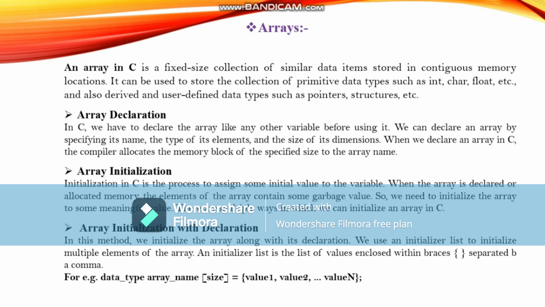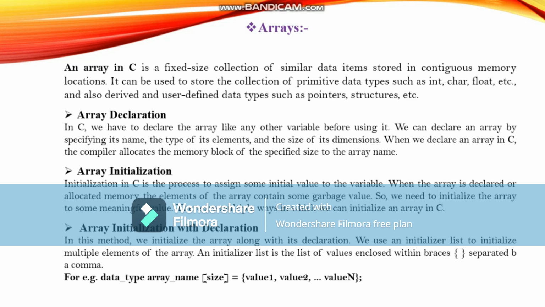Next is array initialization. Initialization is the process of assigning some initial value to a variable. When an array is declared or memory is allocated, the elements of the array contain some garbage values. So we need to initialize the array with some meaningful values. There are multiple ways in which we can initialize an array in C. First is array initialization with declaration. In this method, we initialize the array along with its declaration. We use an initializer list to initialize multiple elements of an array.